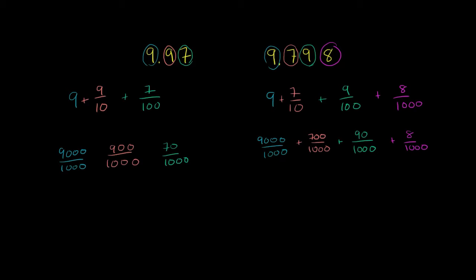And so what is this number on the left? This number on the left is, how many thousandths is it? It's 9,970. Sorry, 9,970 thousandths, while this number on the right here is 9,798 thousandths. So here, once again, you're comparing two numbers.